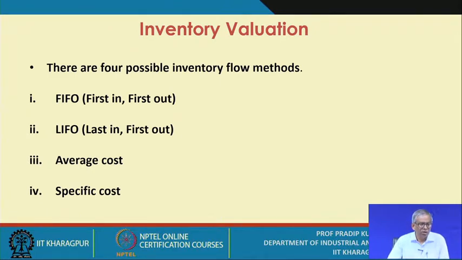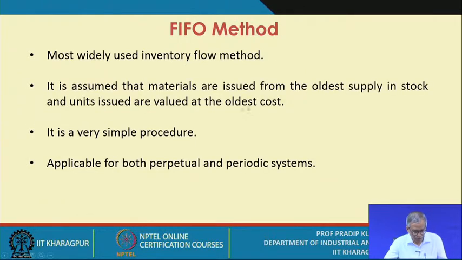Now there are four possible inventory flow methods. Essentially you are tracking the flow of the materials, so that's why inventory valuation methods are also referred to as inventory flow methods. The first one is first in first out, the second one is last in first out, the third one is average cost, and the fourth one is specific cost.